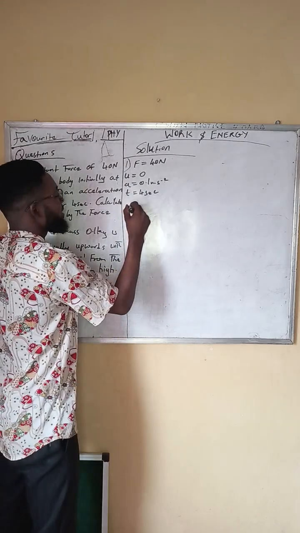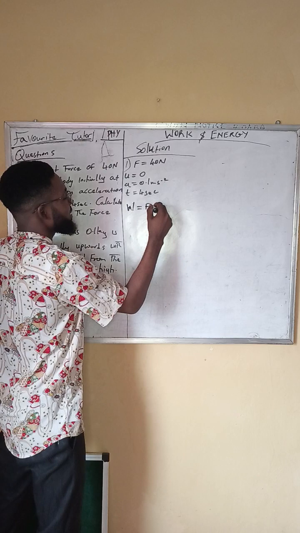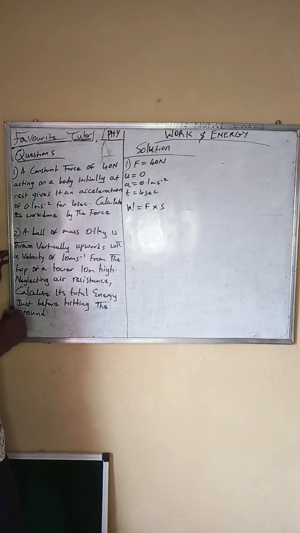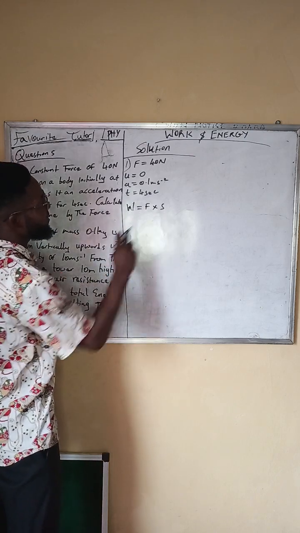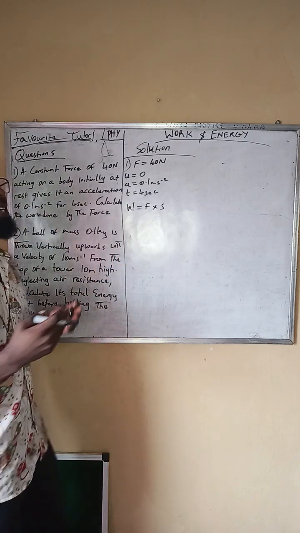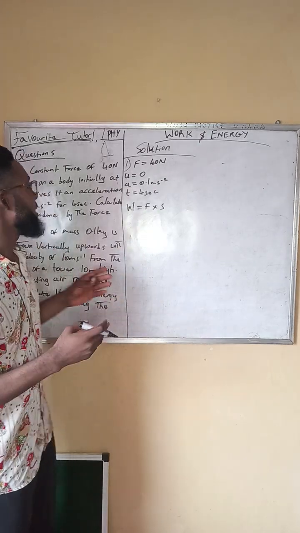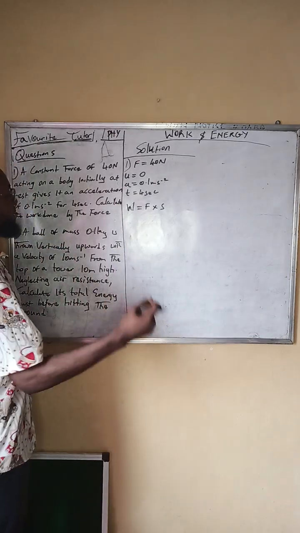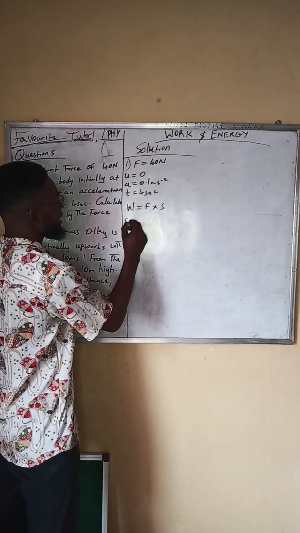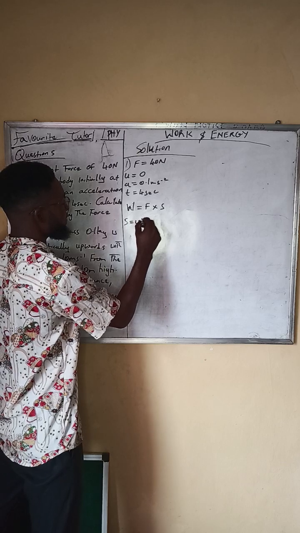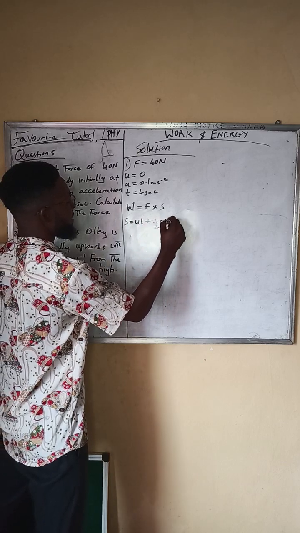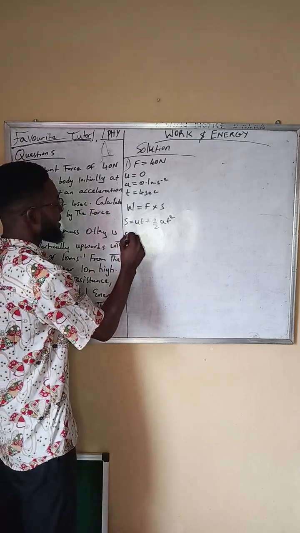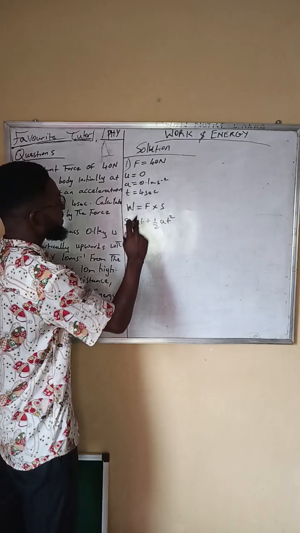We know that work done is equal to force times distance. So we have the force, but we don't have the distance. How do we get the distance? Since the body is in motion, we use the equation of motion to get the distance. The initial velocity u is what?